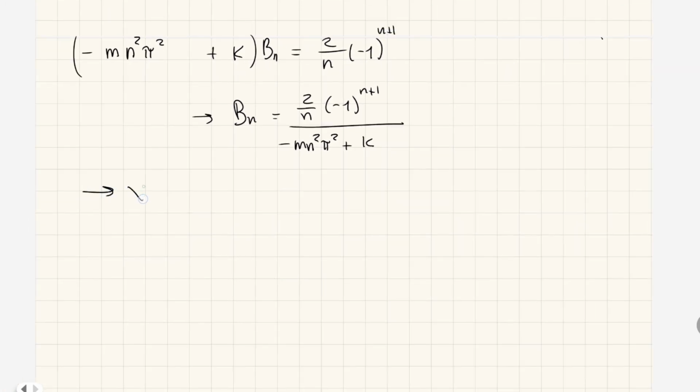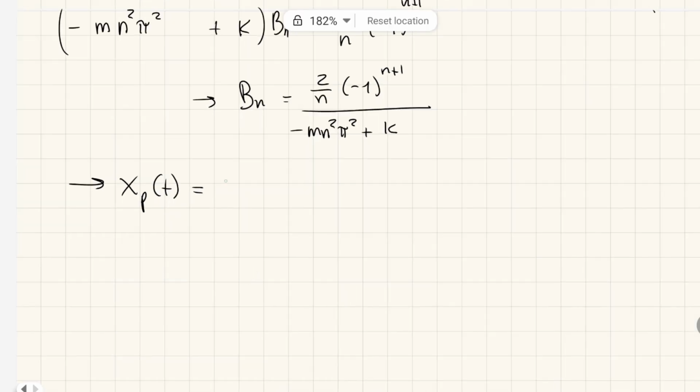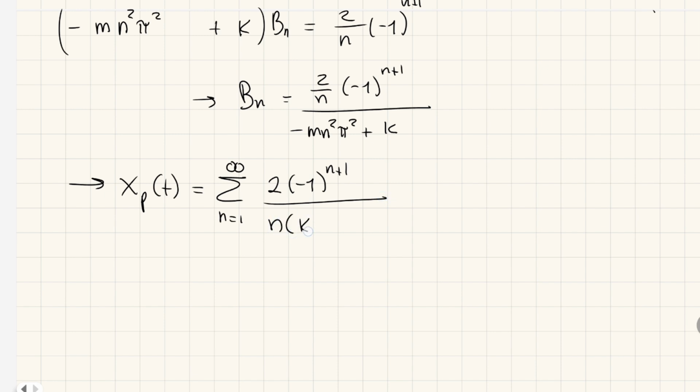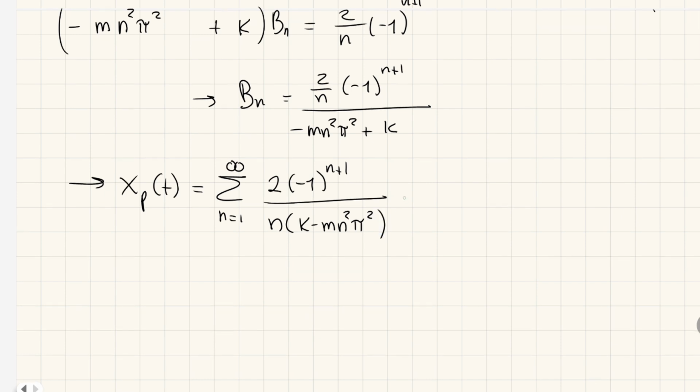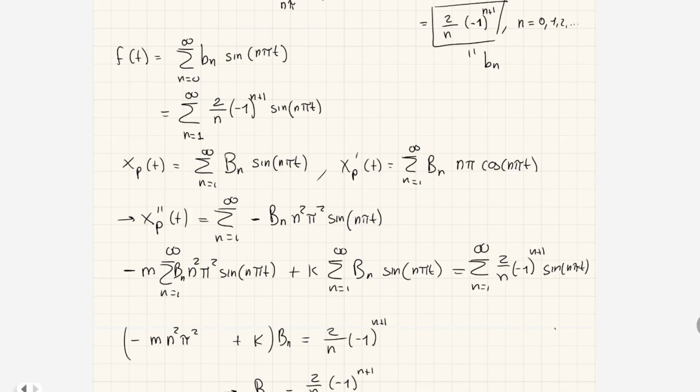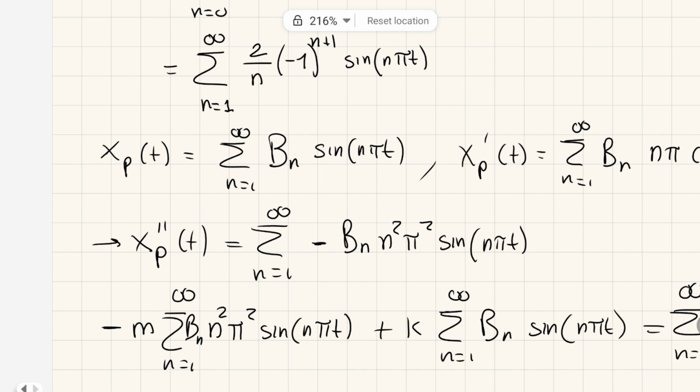So with this we can already calculate x sub p of t. Remember that we defined it as the sum from n equals 1 to infinity of this b sub n. Let me write it in this way: 2 times minus 1 to the n plus 1 divided by n times k minus m n squared pi squared, and then times sine of n pi t. Remember that the proposal that we made for x was this sum over here that includes this sine of n pi t.